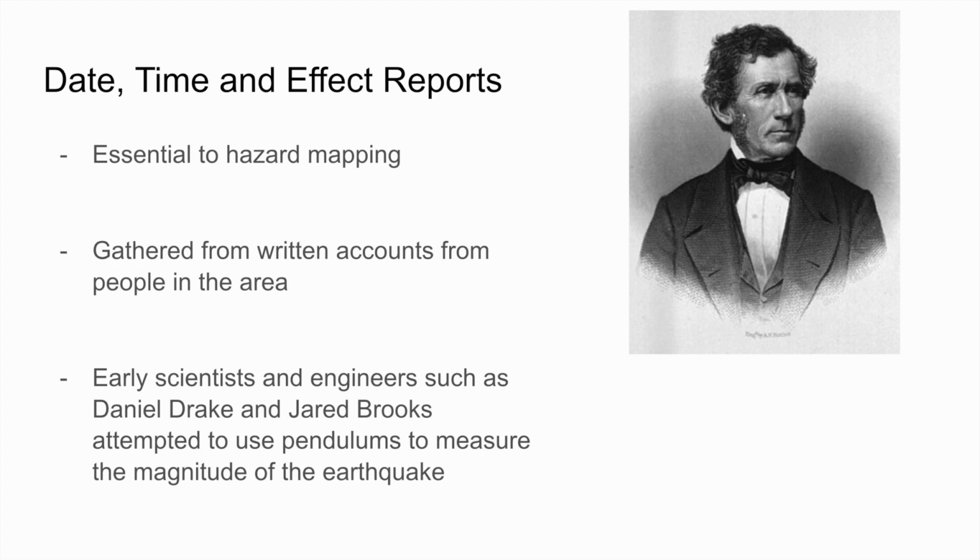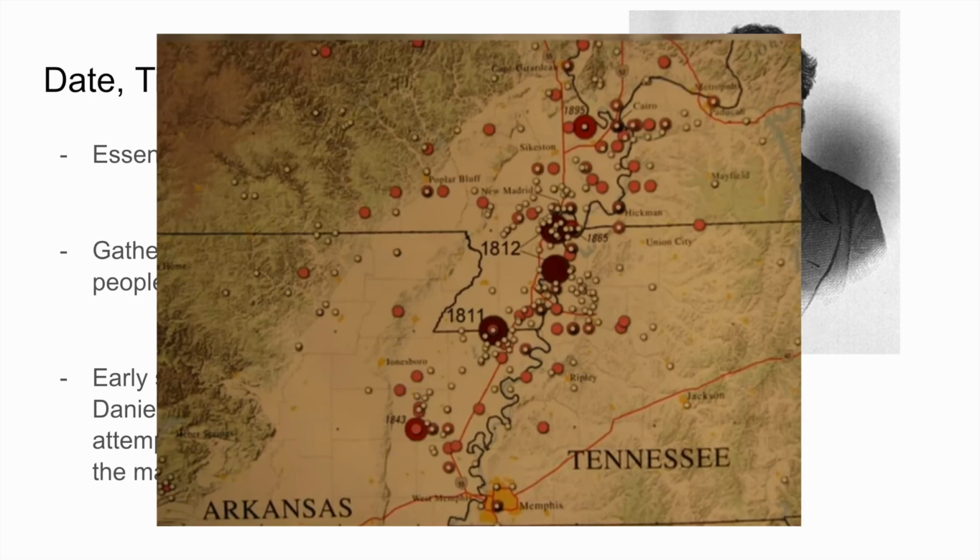And the date, time, and effect reports. These are essential to hazard mapping, and they were gathered from written accounts from people in the area. Early scientists and engineers such as Daniel Drake and Jared Brooks attempted to use pendulums to measure the magnitude of the earthquake. And you can see in this image all the reported effects of the earthquake and where people were trying to measure it.